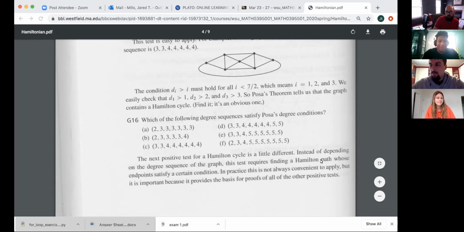So the first one, right? You want to go up to the middle. So here's the midpoint, and you want to look at everything that's less than half. So everything less than half would be these ones. This one has to be greater than 1, which is true. This one has to be greater than 2, which is true, and this one would have to be greater than 3, which is no longer true. So this one doesn't satisfy.